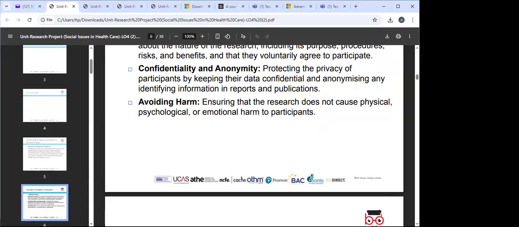Okay. Physical harm, psychological harm, and emotional harm to participants. Okay, let's proceed on.